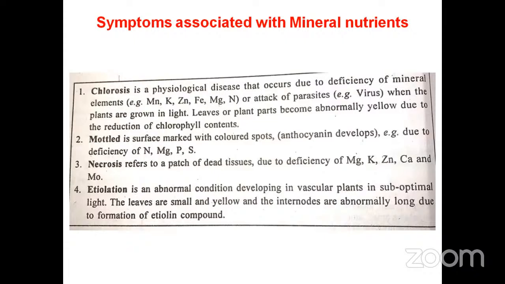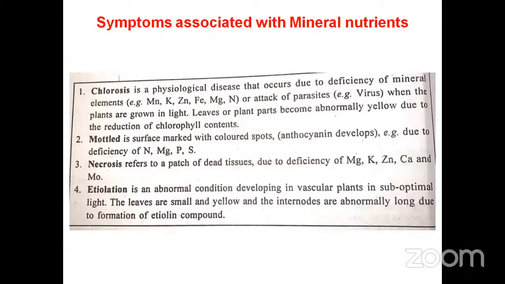So next is necrosis. Necrosis is a patch of dead tissues. So those particular leaves have a patch of dead tissues because of the deficiency of magnesium, potassium, zinc, calcium, and molybdenum. So necrosis is happening in the leaves, and necrosis is a patch of dead tissues.